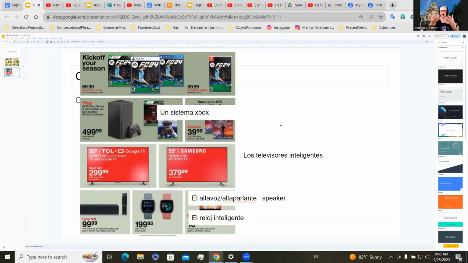Un producto que produce el sonido para música, para la televisión, para la computadora, lo que sea, whatever it might be. Sí, el altavoz o el altoparlante, sí, cuesta $99. Bueno, sí. ¿Cuál es el producto que cuesta 199?